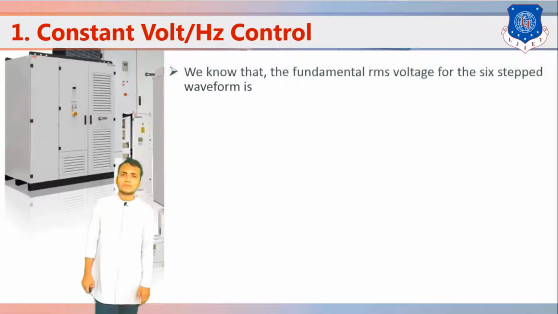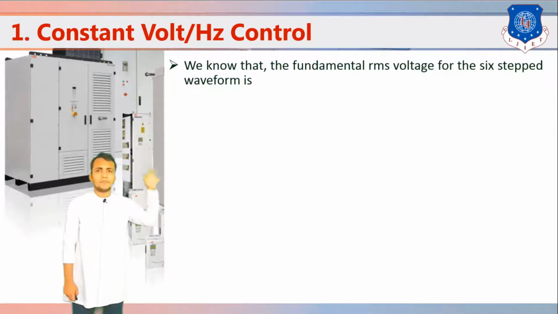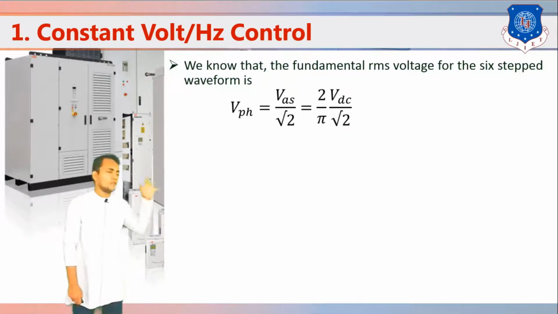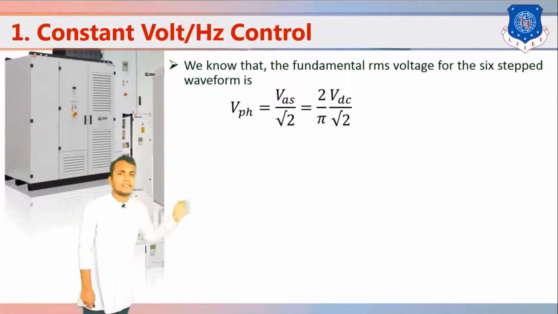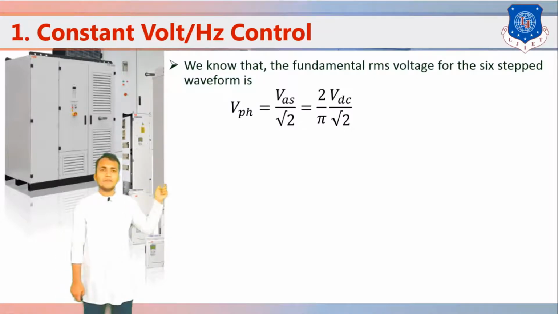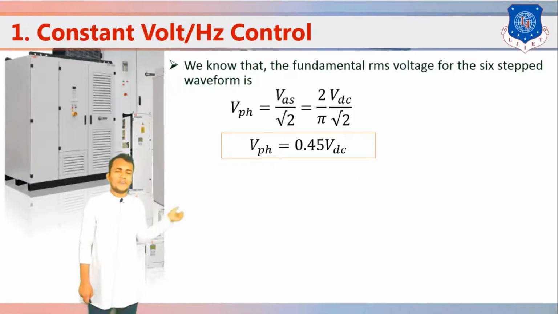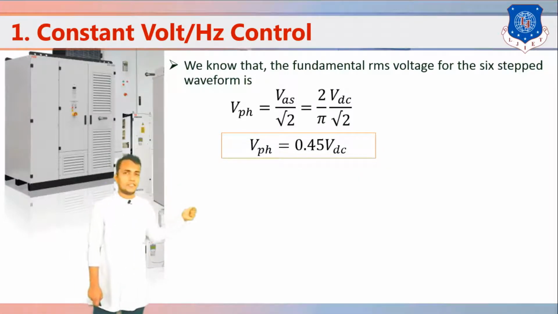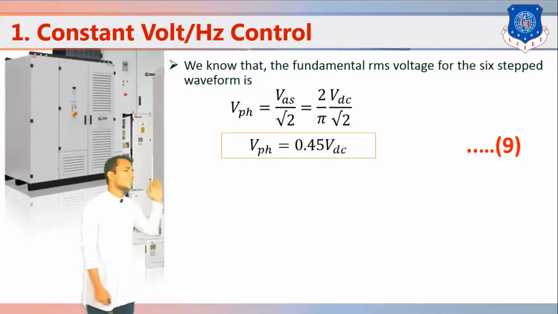Now we know that the fundamental RMS voltage for the six-step waveform, that is V phase, is equal to Vas divided by root 2. So we can write here 2 divided by pi Vdc. We can convert this in terms of Vdc, so 2 by pi Vdc divided by root 2. In this way we can write this equation. So here V phase is equal to 0.45 Vdc. If we convert the phase voltage into Vdc, then its variation is 0.45. That is equation number 9.